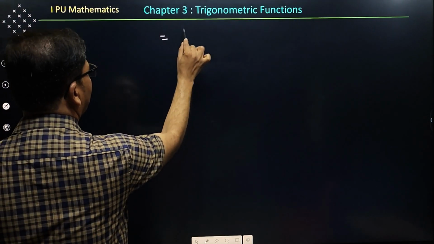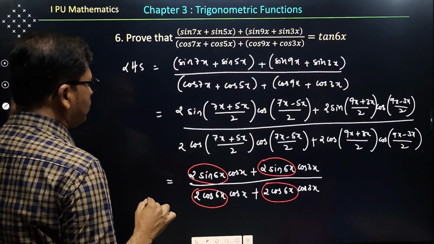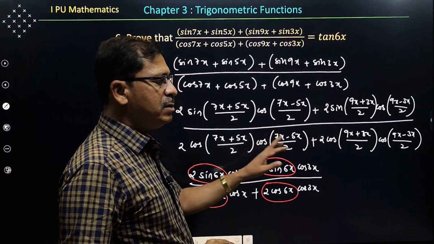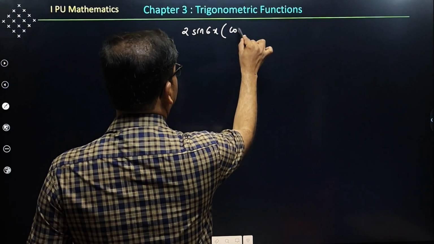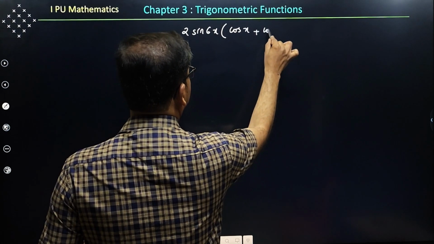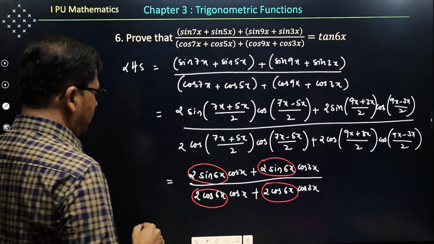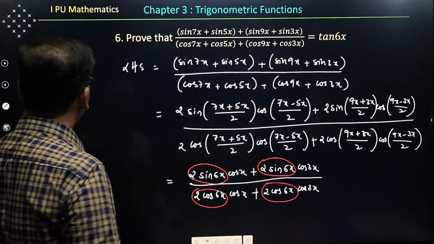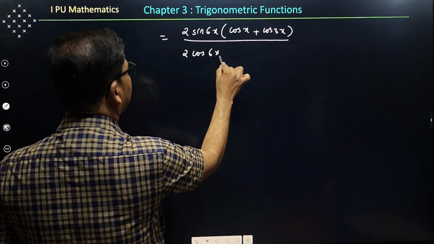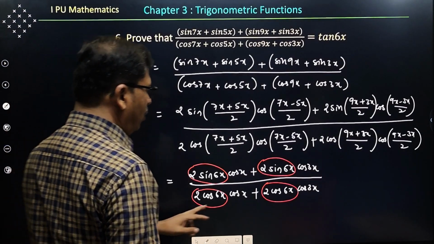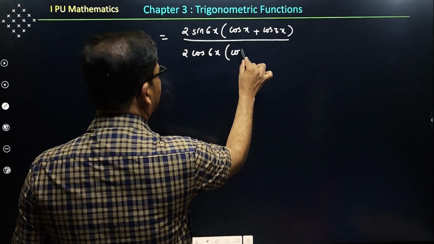See, this is equal to 2 sin 6x. If you take it outside, what remains? Cos x plus cos 3x. Divided by, if you take 2 cos 6x, what are you getting? Cos x plus cos 3x.